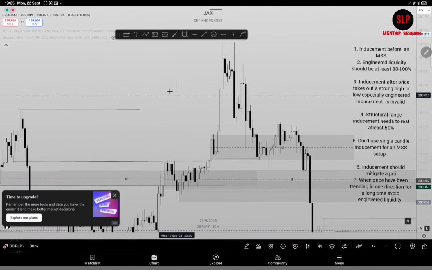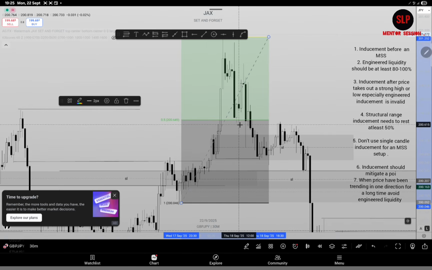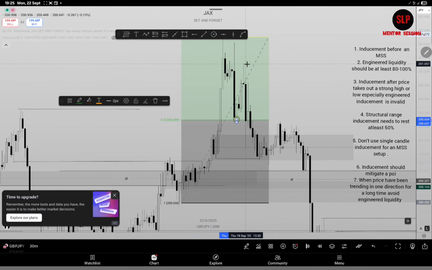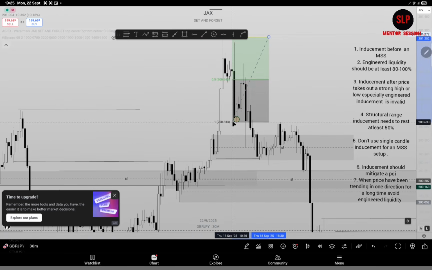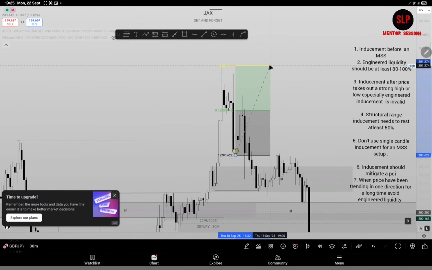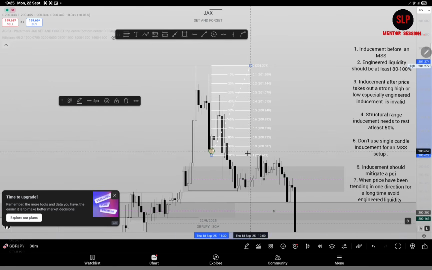Okay, this is the high, this is the low that caused the high, and this is the high that is pushing for the inducement. You can see that the inducement came, mitigated the 50%, and started pushing to the upside. So let's measure the retracement. Let's measure the retracement. Sorry. Okay, upside down.